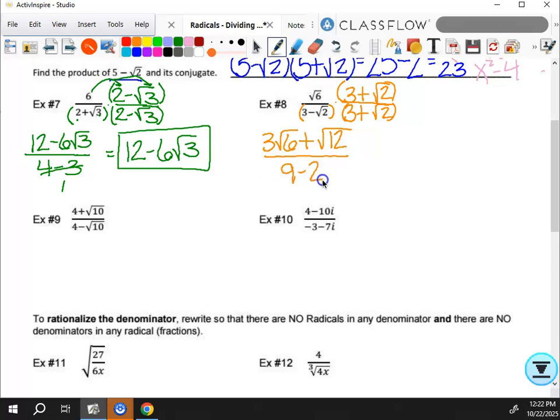9 minus 2. There we go. Does that look better? Thank you. That should be, and then that becomes 7. But I can simplify the square root of 12. That can become 4 and 3. And then that is 2 and 2.